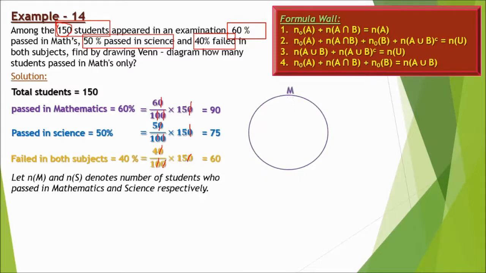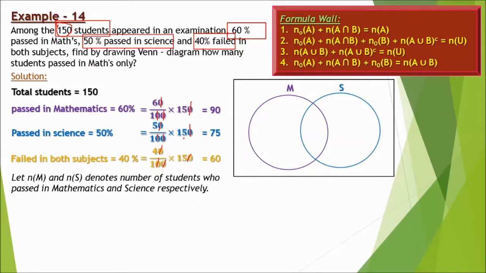This is for mathematics. It is for science, and the rectangle is the universal set. Now first we have to try to fill this part. Do we have any value for it? No, we don't have. Okay, see.